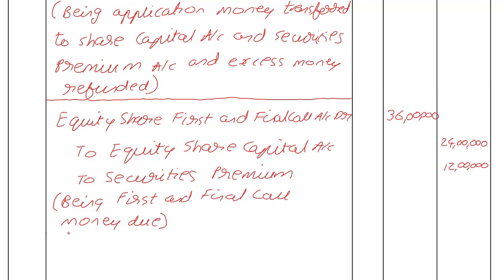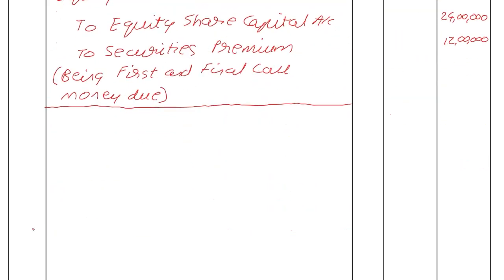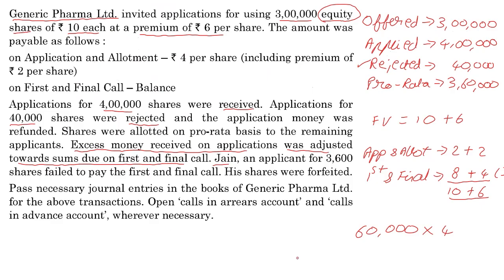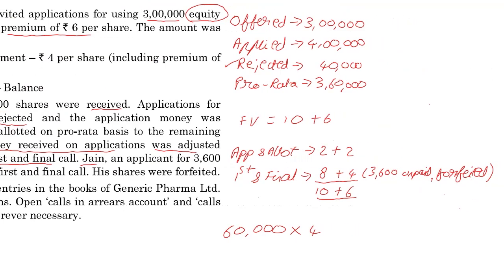Okay, and yeah, those is the bracket. Being is something that we used to while passing journal entries, as part of the narration. Now, we have said pay 36 lakhs, but we know that somebody has not paid. Mr. Jain has not paid 3,600.